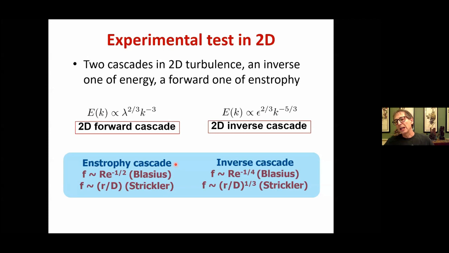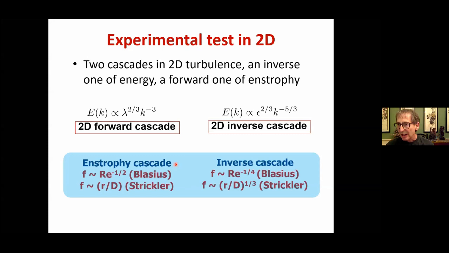Now, how can you test this idea? If it's true, it should be testable. So the best place to test it is in two dimensions. And the reason is this. In three dimensions, the k to the minus 5/3 law scaling is universal. So you can't really get any other result. But in two dimensions, you have two cascades. So let me explain why.